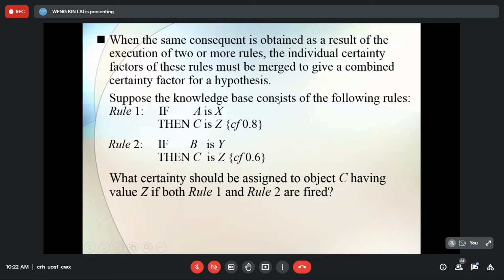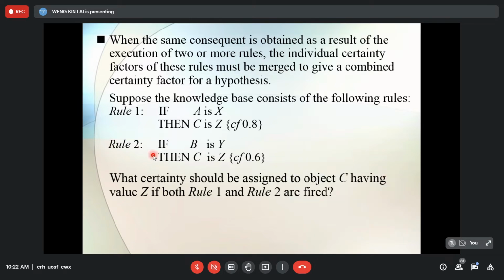So for example, if your knowledge base consists of two rules, the first rule says that if A is X, with a certainty factor involved, and then C is Z, with a certainty factor of 0.8. This is one rule.